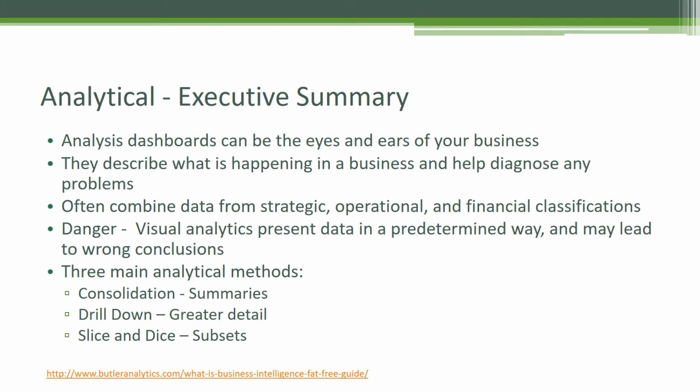There are three main analytical methods: consolidation, which is essentially the summaries; drill down aspect, which gives you the greater detail; and slice and dice provides the subsets for side-by-side comparison.